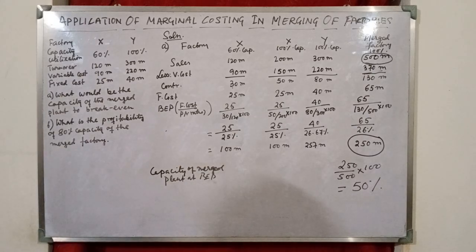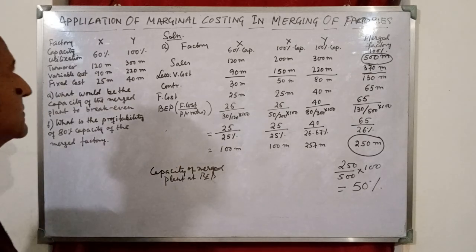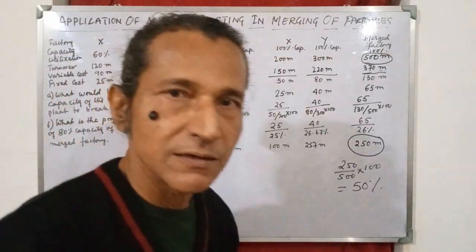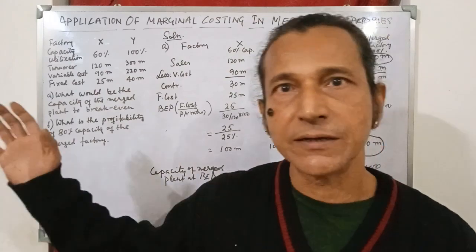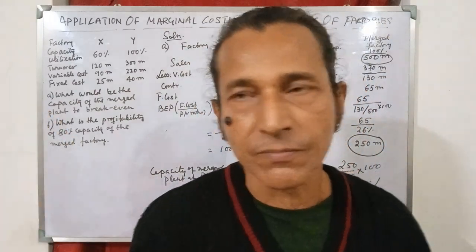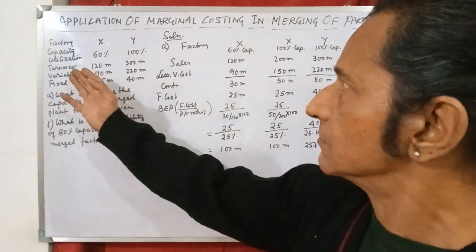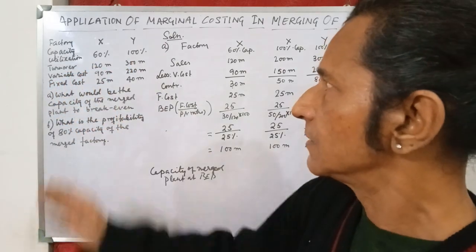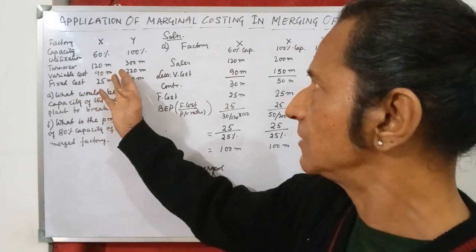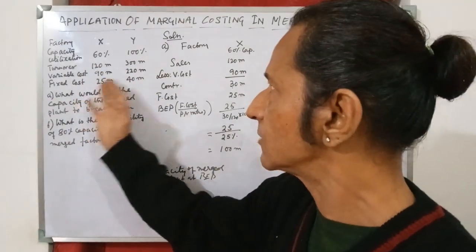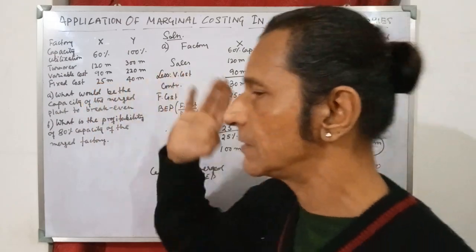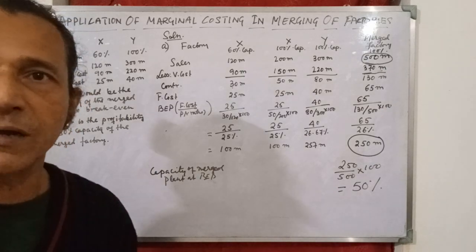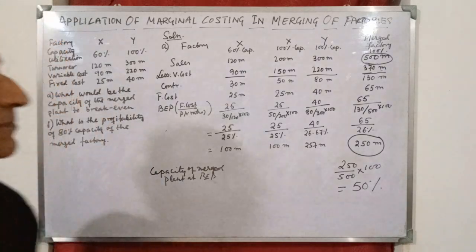Okay, what I have done here: the management has two factories, factory X and factory Y. Factory X is operating at 60% capacity and factory Y is operating at 100% capacity. They have the turnover of 120 million and 300 million respectively. Variable costs are 90 million and 220 million respectively, and fixed costs of the two factories are 25 million and 40 million respectively. Now the management wants to merge the two plants and run them as one.